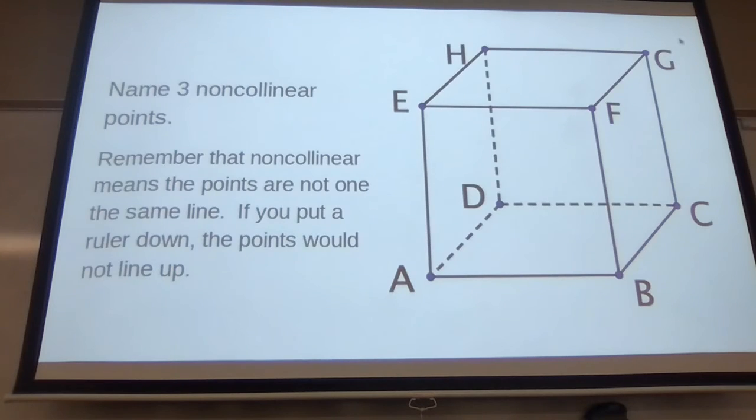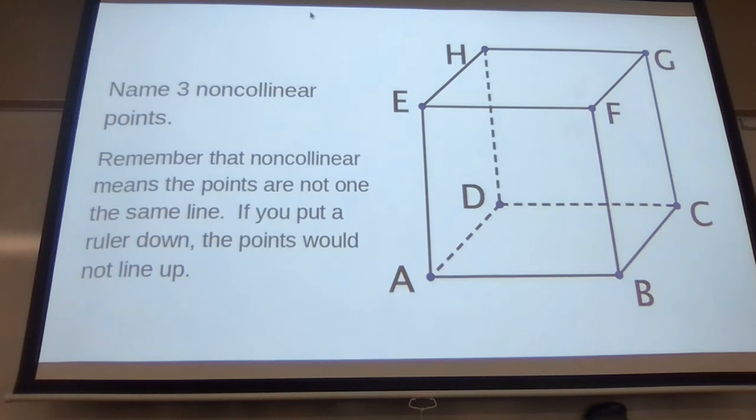All right, here's our first picture. We have a cube on this one. Remember, the dotted lines are lines that are in the back of the figure. So the things that would be on the front would be like E, A, B, and F. Things in the back would be G, H, D, and C.